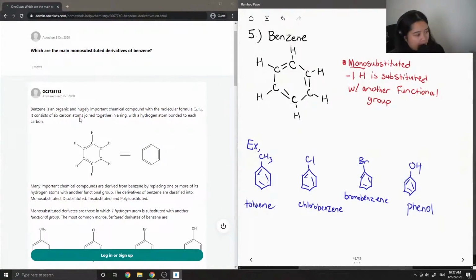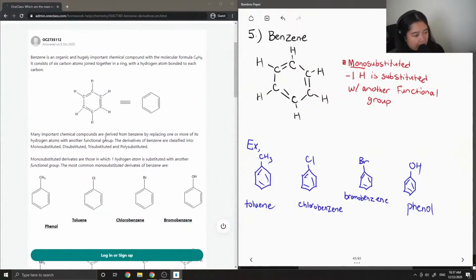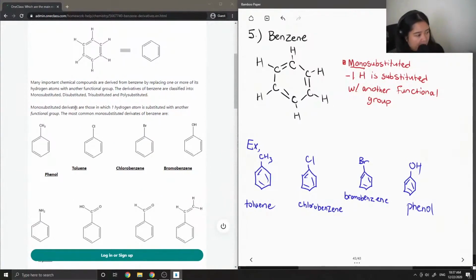Benzene is an organic and hugely important chemical compound with the molecular formula C6H6. It consists of 6 carbon atoms joined together in a ring with a hydrogen atom bonded to each carbon. Many important chemical compounds are derived from benzene by replacing one or more of its hydrogen atoms with another functional group. The derivatives of benzene are classified into monosubstituted, disubstituted, trisubstituted, and polysubstituted. So monosubstituted derivatives are those in which one hydrogen atom is substituted with another functional group.